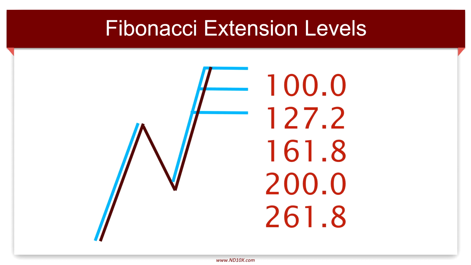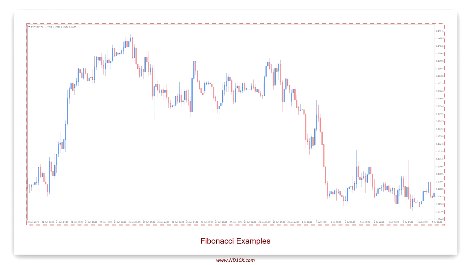Okay, in this case of Fibonacci expansion, we are going to look for the levels of 100%, 127.2, 161.8, 200, and 261.8. So keep in mind that with Fibonacci expansion, we are going to really measure the previous trend move and compare it with the current trend move. And our goal is to see at least equal legs between the previous move and the current move.